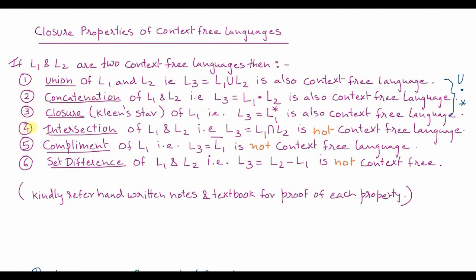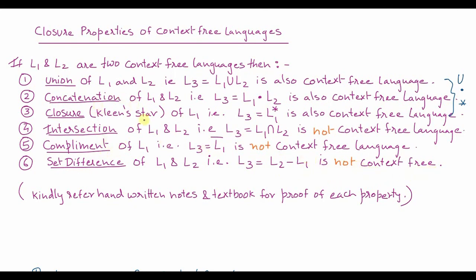Now the fourth closure property is of intersection. It says the intersection of two context-free languages L1 and L2, that is L3 equal to L1 intersection L2, is not context-free. So the intersection of two context-free languages, the resultant language that we get, is not a context-free language. Similarly, the fifth property says complement of L1, that is L3 equal to L1 complement. If L1 is known to be context-free, the complement of L1 is not a context-free language. And the sixth property says the set difference of two context-free languages, that is L3 equal to L2 minus L1, is also not context-free.